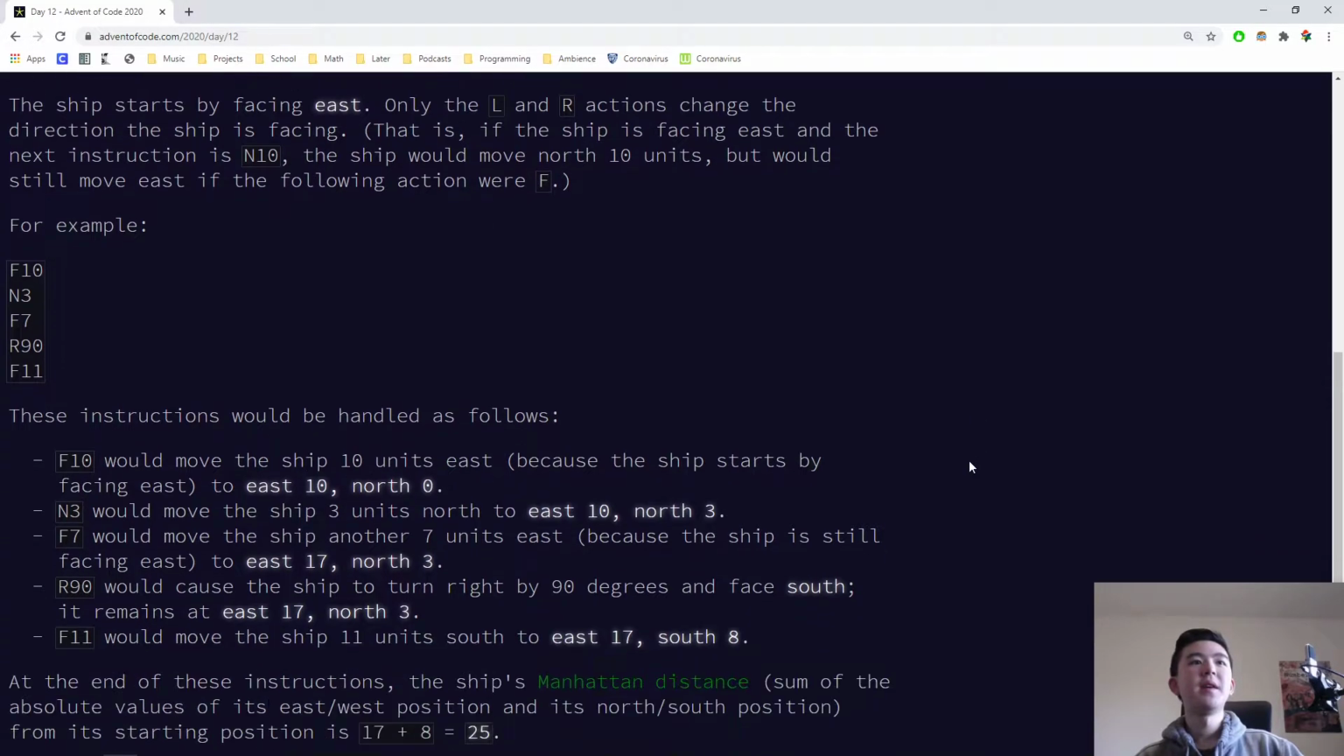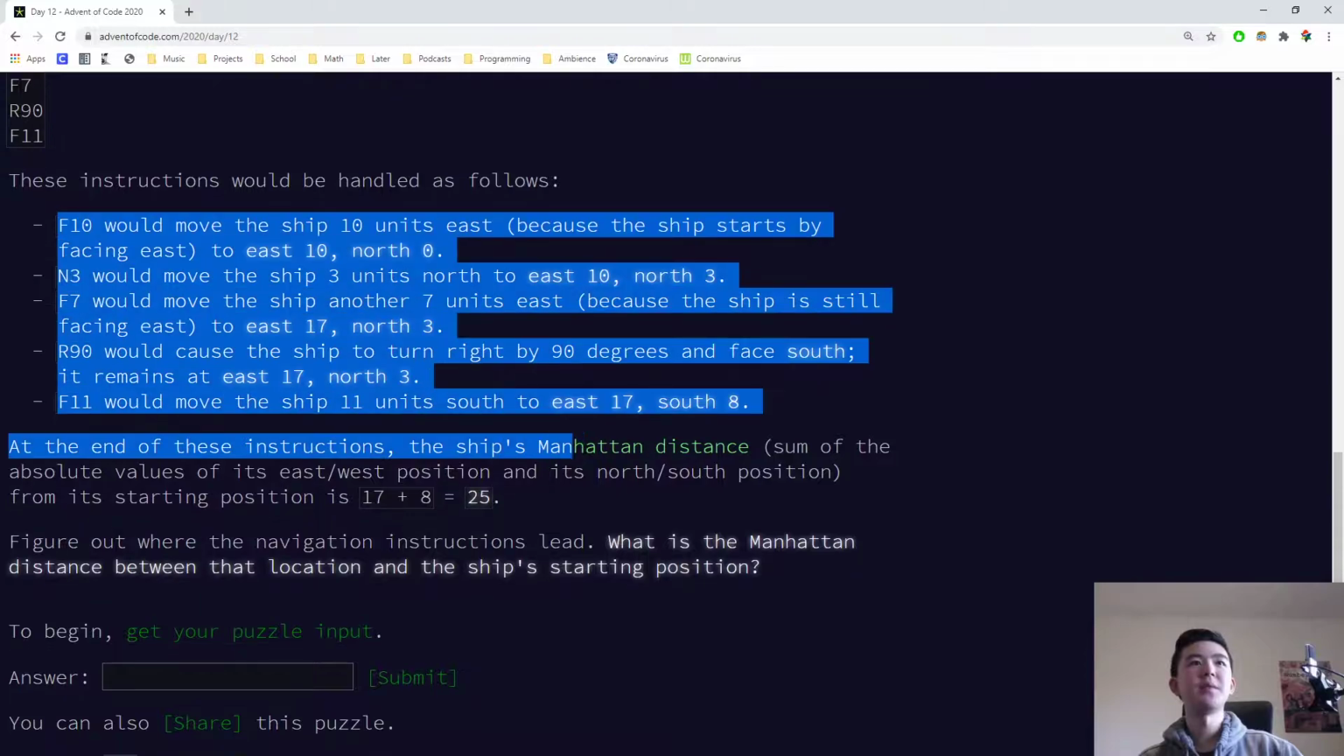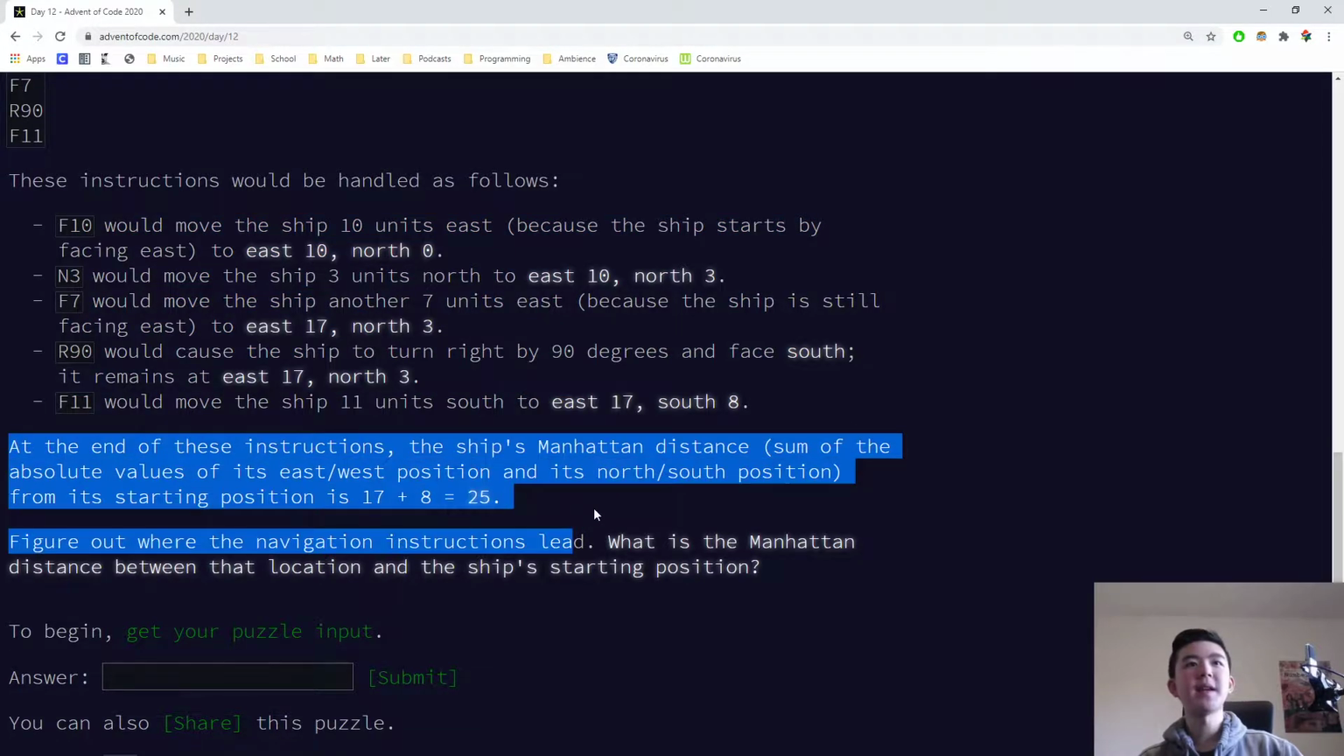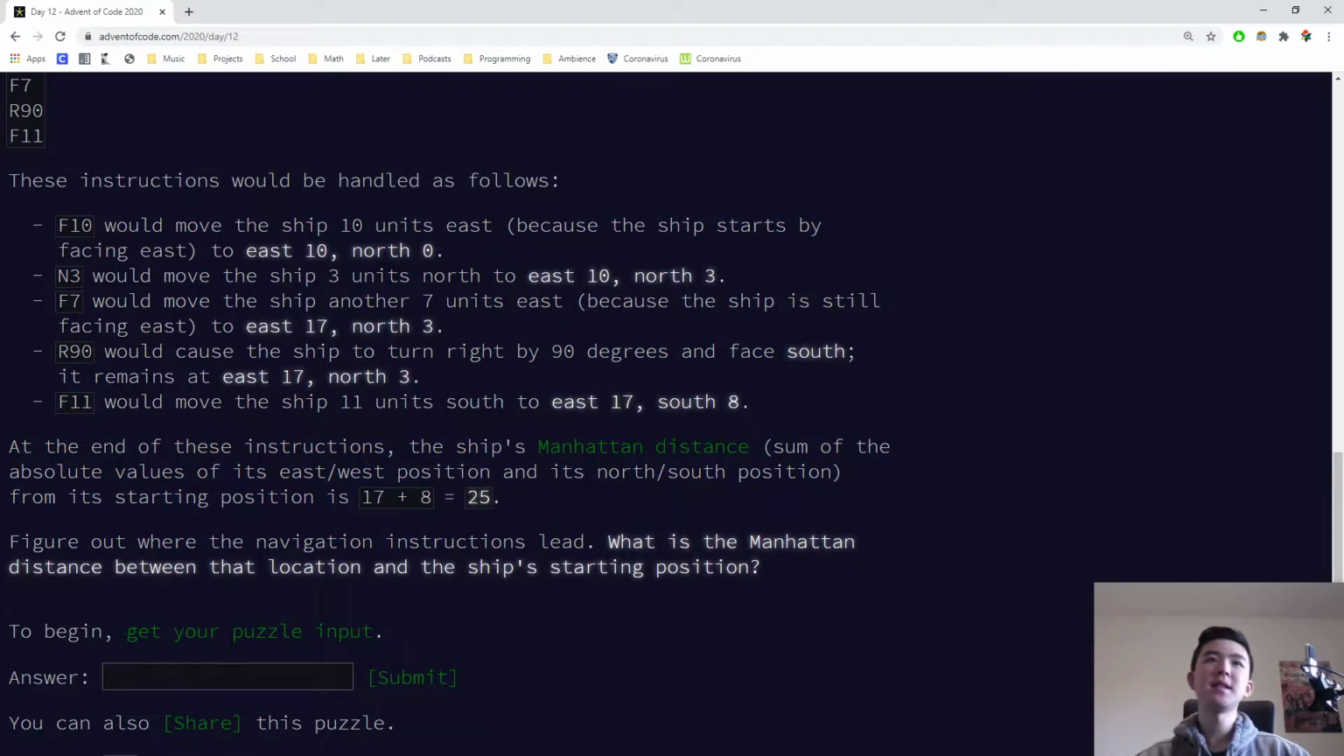We're given an example. We're shown how to do it. At the end of these instructions, the ship's Manhattan distance from its starting position is 25. Figure out where the navigation instructions lead. What is the Manhattan distance between that location and the ship's starting position?